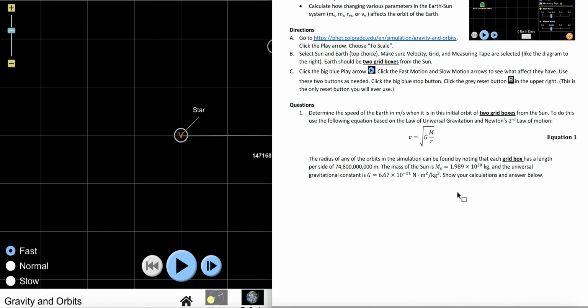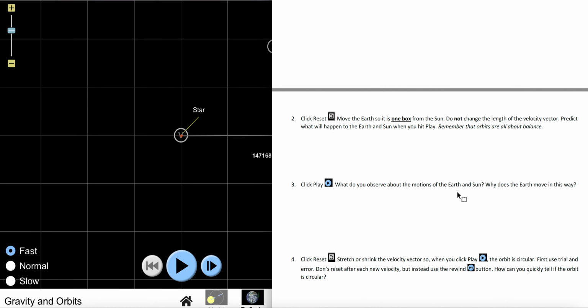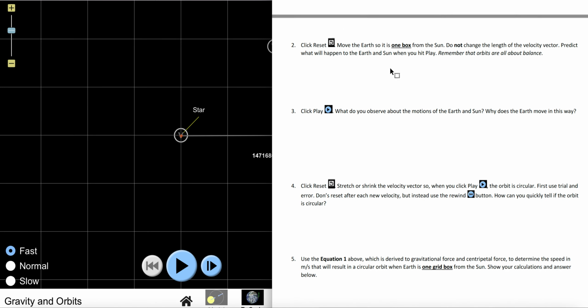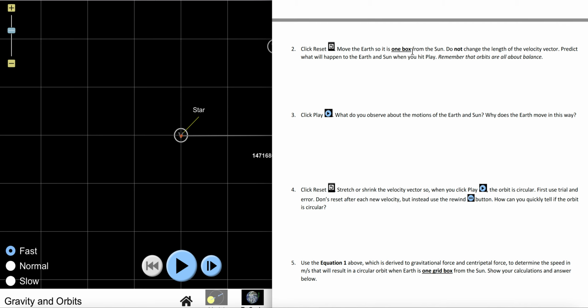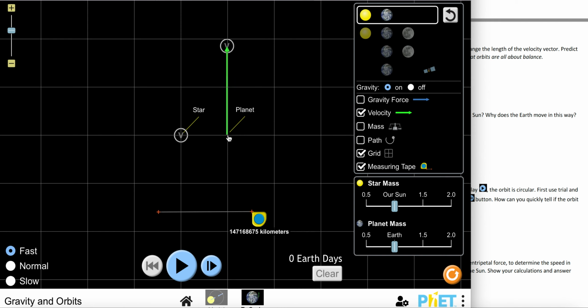So if you take a look, one of the first things we're going to do, I'll mention number 1 in just a minute, which is the calculation, one of the few, okay? We're going to want to actually move the Earth to 1 box, okay? And then we're not going to change the length of the velocity vector at all, and we're going to predict what's going to happen, okay? So I'm going to go ahead and move it over there. Not the measuring tape, but the actual planet. And if you click on it the same way that you click on the measuring tape, it's just a drag and drop. All right. So we're going to drag our planet right over here.